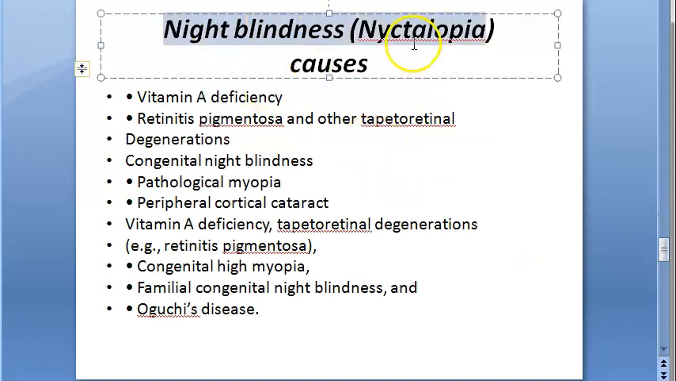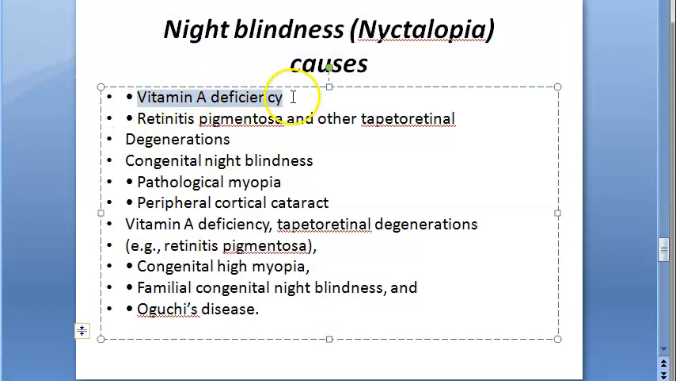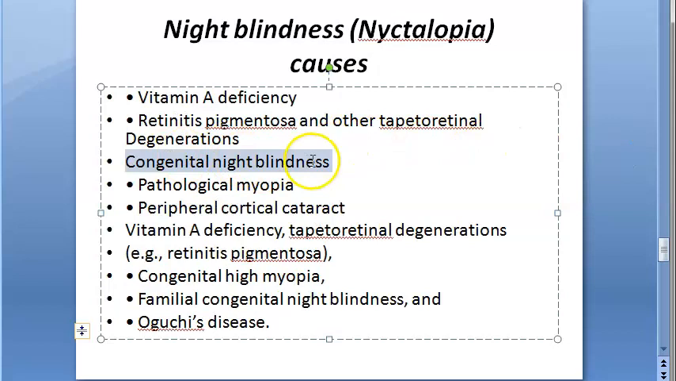Moving on guys, night blindness, nyctalopia. Basically nyctalopia can be caused by vitamin A deficiency and a lot of other conditions. Night blindness doesn't mean vitamin A deficiency alone. It's one of the causes. Retinitis pigmentosa, then there can be other degenerations, congenital night blindness, pathological myopia, cataract, and vitamin A deficiency they're explaining here again.